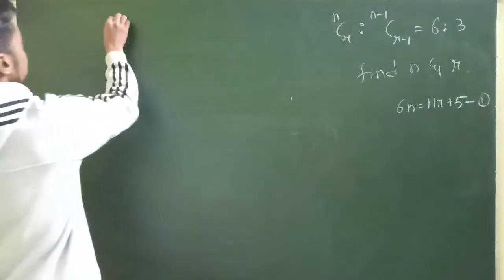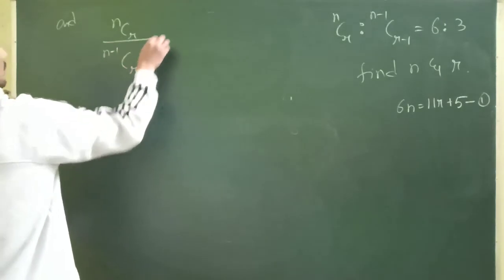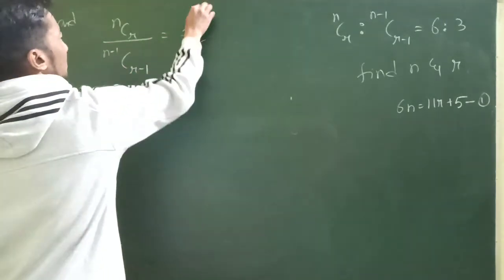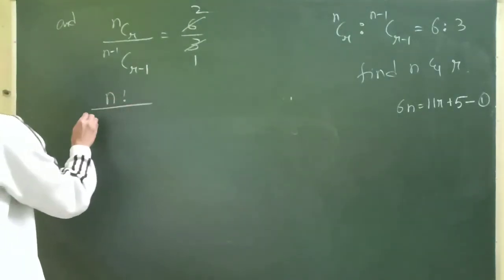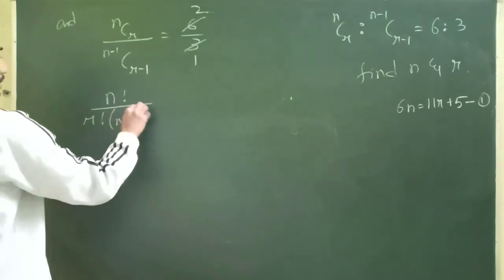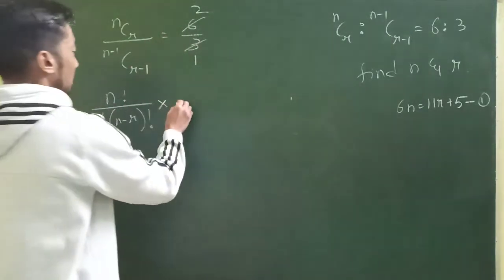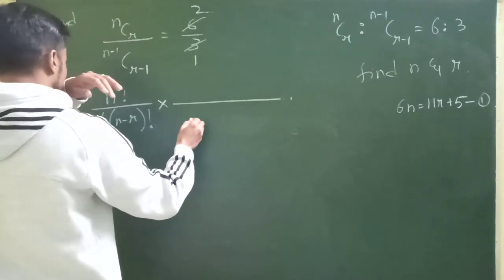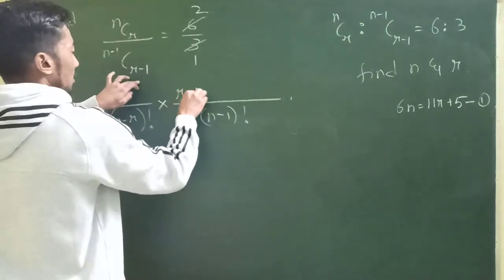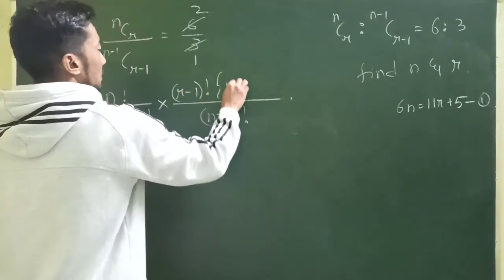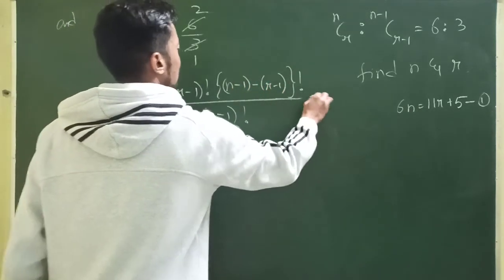Let's take the other condition. NCR upon n minus 1 CR minus 1 is 6 by 3. This is equation 2. Now this one I'm going to expand directly. N factorial upon r factorial n minus r factorial. I'm just saving some time by not doing the division part. So that will be, I hope I don't make mistakes, n minus 1 factorial r minus 1 factorial n minus 1 minus r minus 1 factorial, is equal to 2 upon 1.